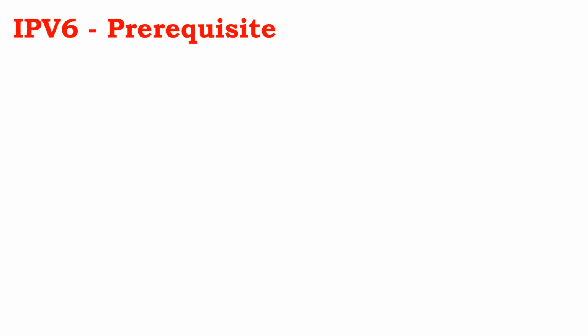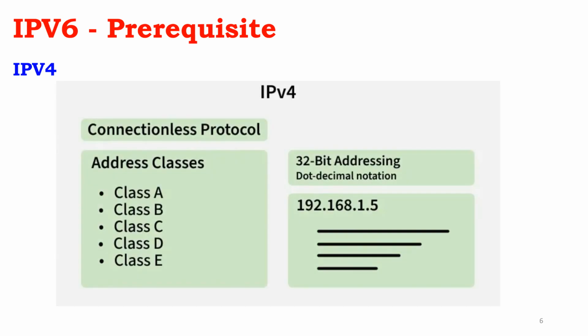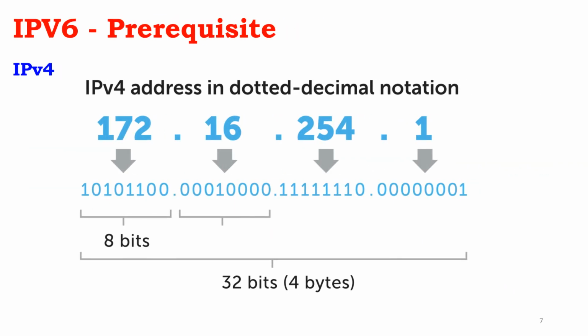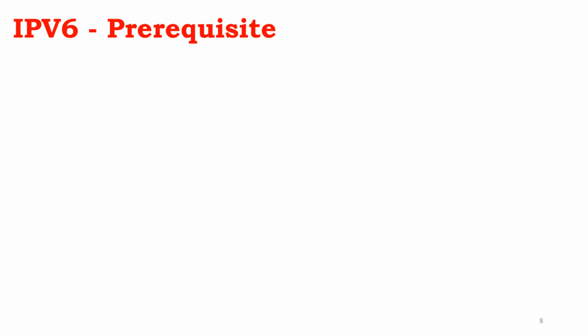As a prerequisite for understanding IPv6, we first review IPv4, which is a connectionless protocol featuring address classes like A, B, C, D, and E. IPv4 uses a 32-bit addressing system with dot decimal notation. An IPv4 address is broken down into 4 parts, each representing 8 bits, totaling 32 bits, or 4 bytes, written in dotted decimal notation. A key characteristic of IPv4 is its address format.